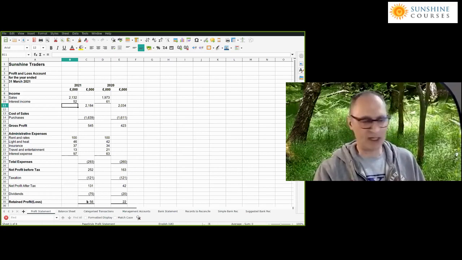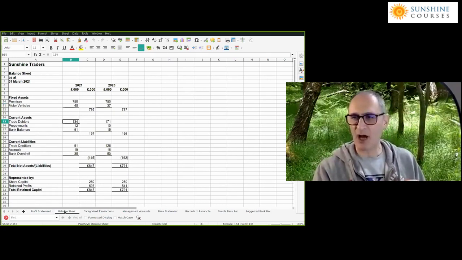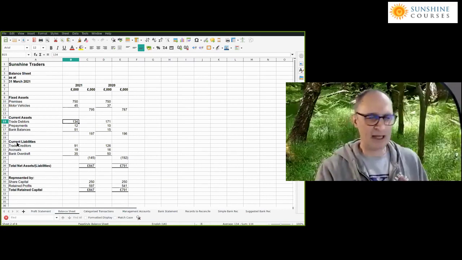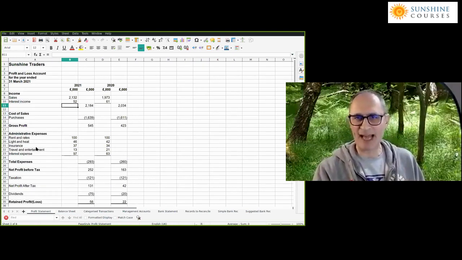Tells you what the taxation is, how much profits you made after tax. Again, this is a statutory requirement. How much dividends you paid, and how much money is retained in the business after you've made your profits and after you've paid out the dividends. So that's the cash flow during the period. And the balance sheet, the assets and liabilities at the particular point in time, in this case is as at the balance sheet date, which is the 31st of March 2021.